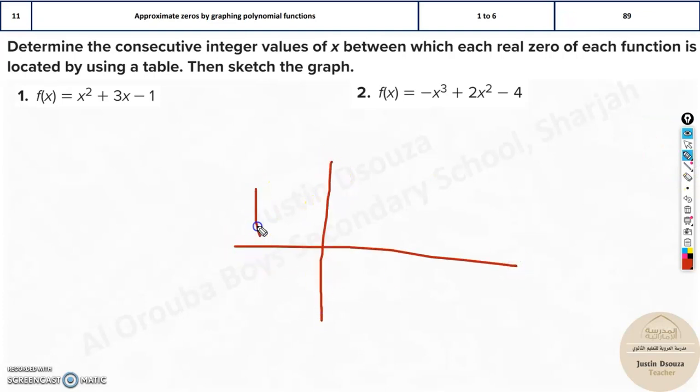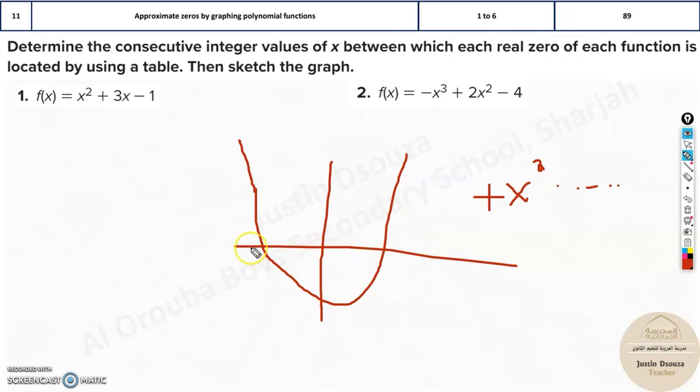Now imagine this is a graph, a simple graph. This is a parabola because it is opening upwards. We know it is plus x square and something like this. Whenever there is positive x square, it'll be something like this. It is a rough graph. But what are the x values? Where do we have the real zeros?